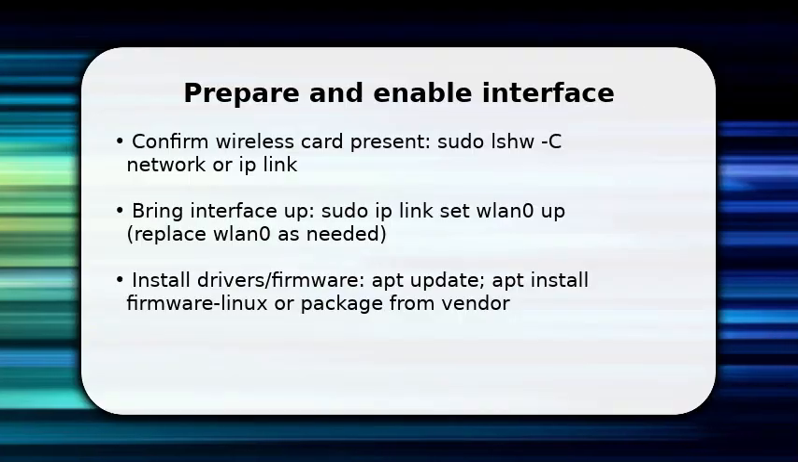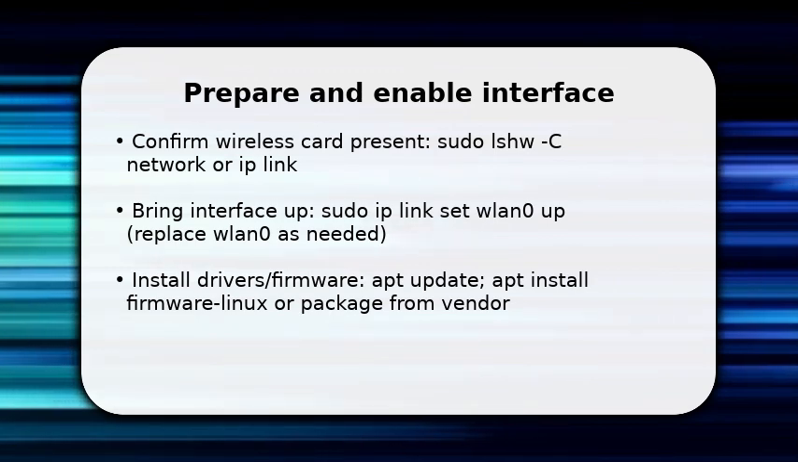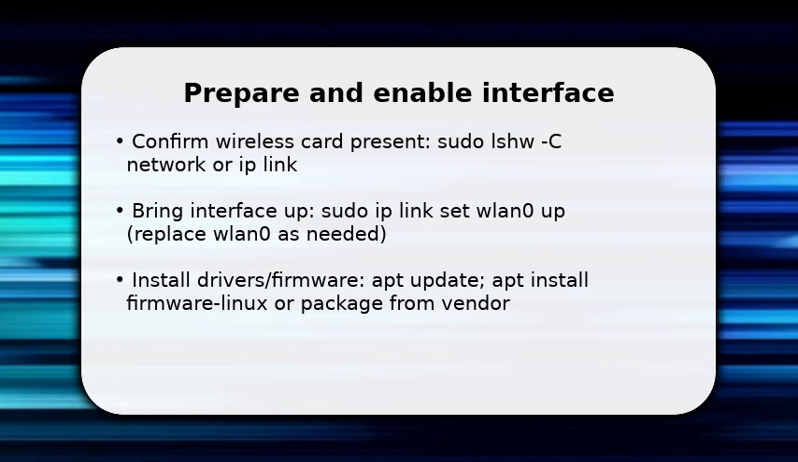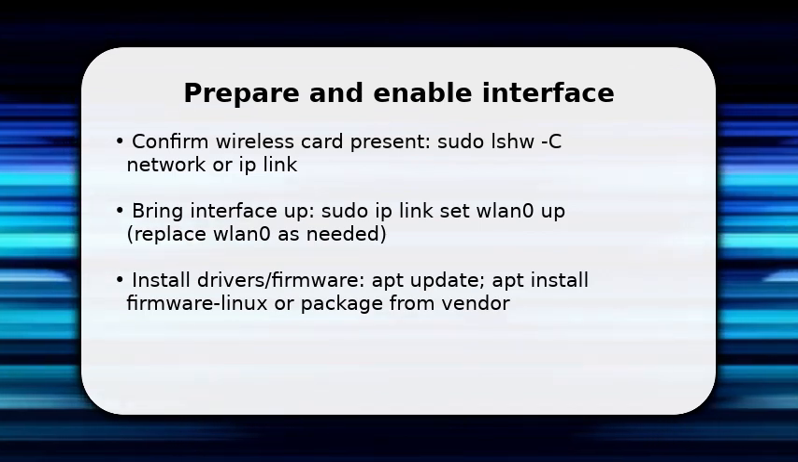You start by verifying hardware and enabling the interface so the system can see Wi-Fi. Use sudo lshw -C network or ip link to identify your wireless device, then bring it up with sudo ip link set wlan0 up, substituting the correct name. If the device is missing, install the vendor firmware or drivers with apt update and apt install firmware-xxxx. You do this now so the kernel can manage the card. Once done, the interface appears and you can scan for networks.